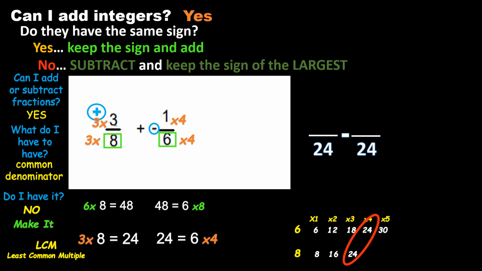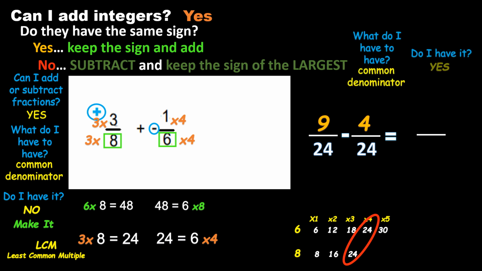So I have 3 times 3 from 3/8. That gives me a numerator of 9. And I have 1 times 4 from 1/6, and that gives me a numerator of 4. Now, I have to go back through my questions. Can I subtract them? Yes. Do I have a common denominator? Yes. What do I do with it?